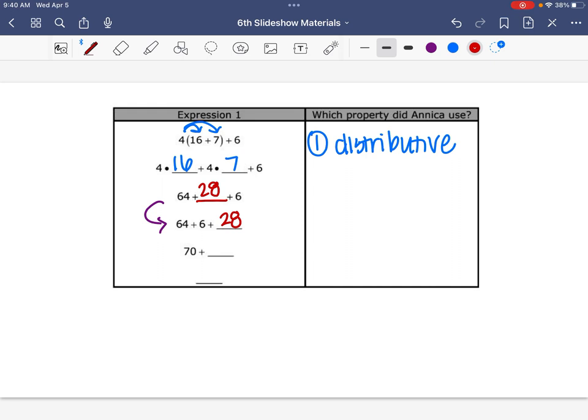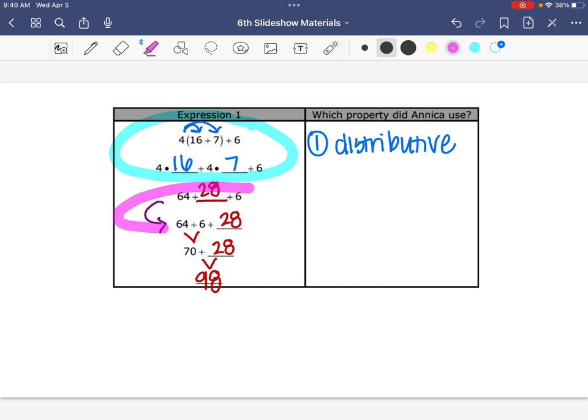So then from here to the last row, I see that they composed 64 and 6 to make 70. So we still add on our 28. And then 70 and 28 will combine to make 98. So some really big properties that we use throughout this: we use the distributive property when we distributed the 4 to the 16 and to the 7. But then we also saw that it did not matter what order we added in, right? Because 28 plus 6 is the same as 6 plus 28.